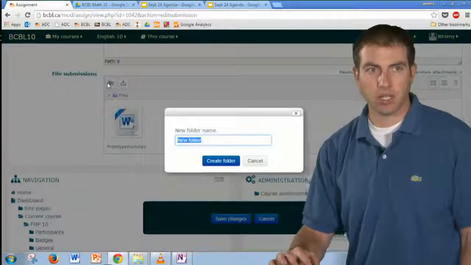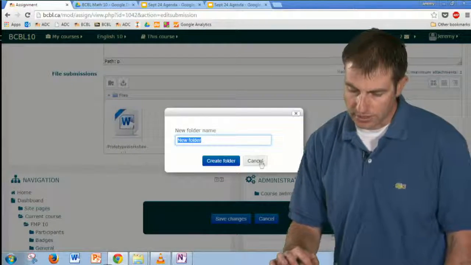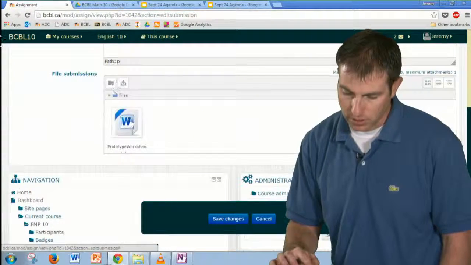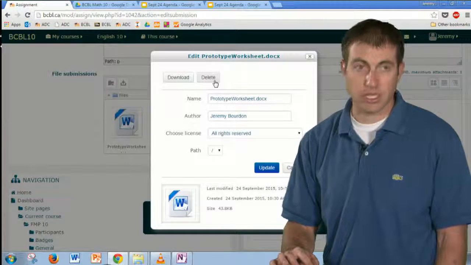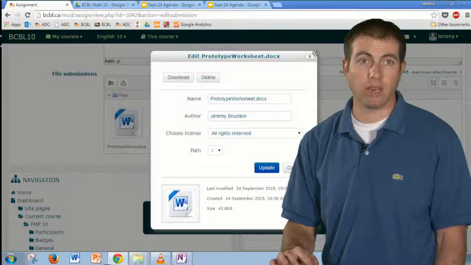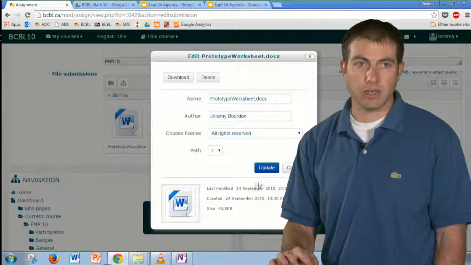And you can click on that again, and click on the file with this, and then you can download or delete it if you want to add a new one if you click right on that file. So that'll allow you to update it, and then just click Update and then Save.